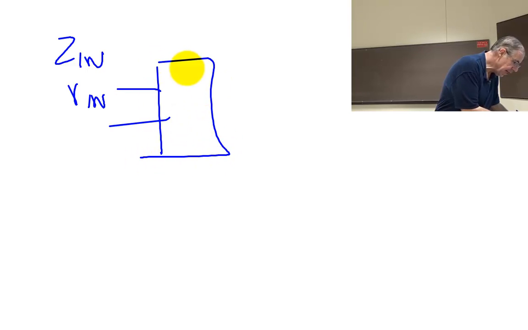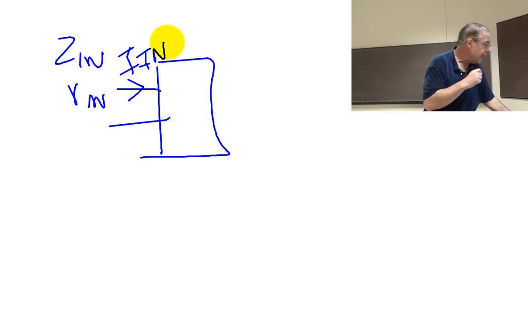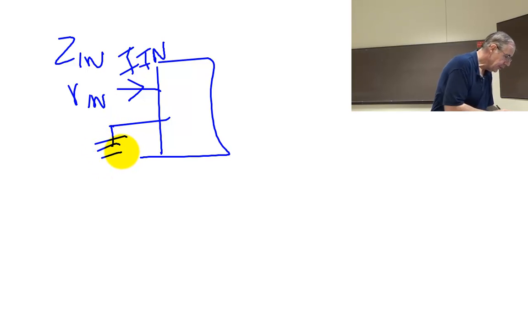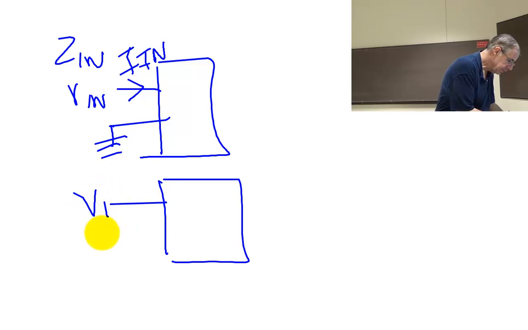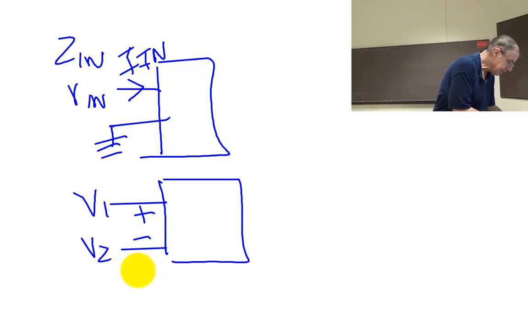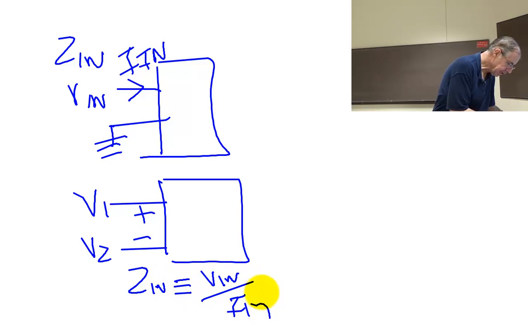Okay. So the definition of input impedance is: if I have an input voltage to my input, I'm interested in the input current. Sometimes this other terminal is ground, and sometimes this other terminal is another signal, and this is a differential amplifier. But again, input impedance is defined to be the input voltage over the input current.